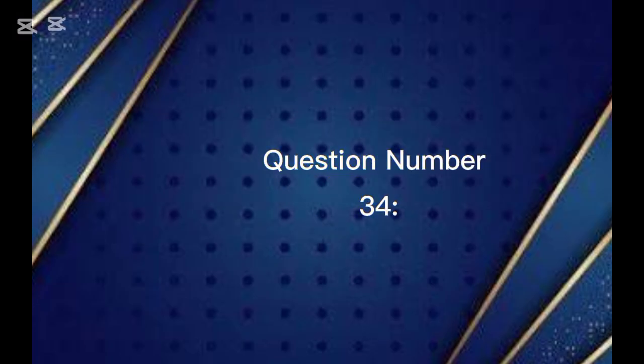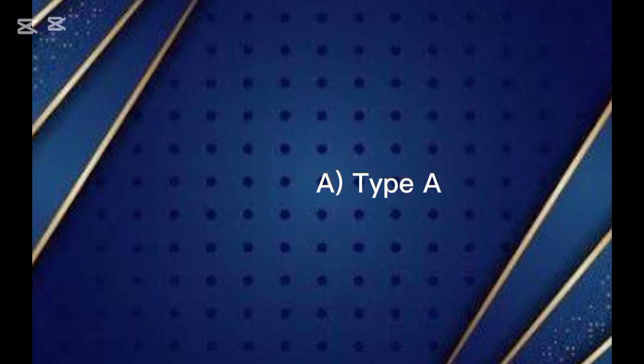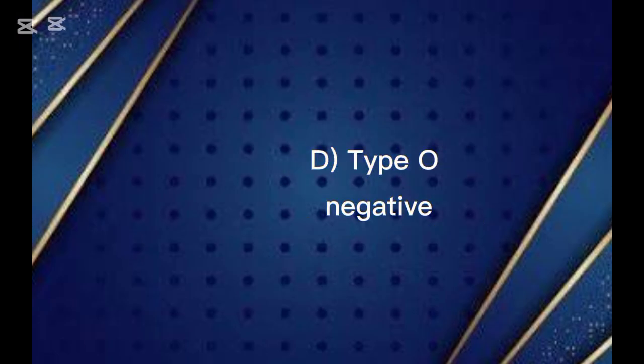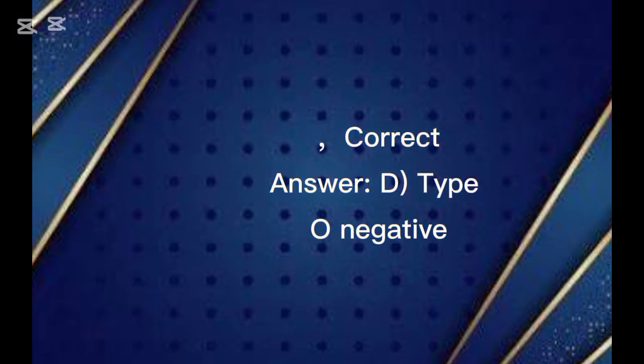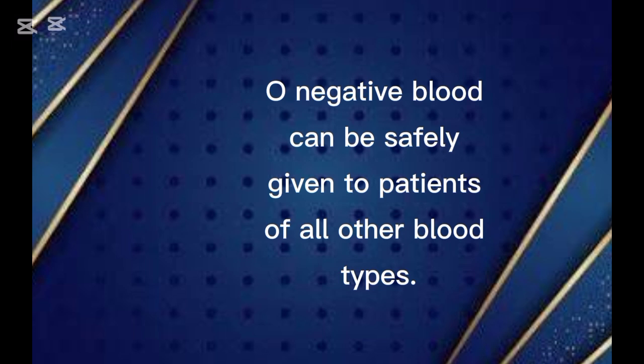Question number 34. Which blood type is known as the universal donor? A. Type A, B. Type B, C. Type AB, D. Type O negative. Correct answer, D. Type O negative. Explanation: Type O negative blood can be safely given to patients of all other blood types.